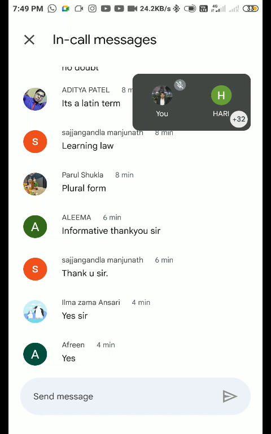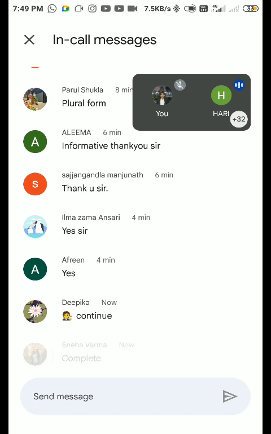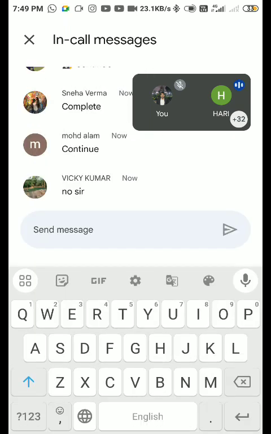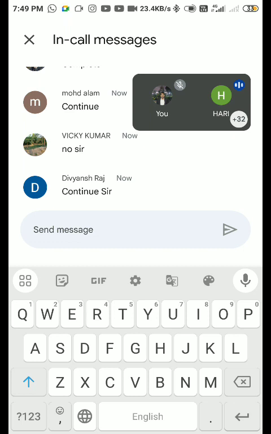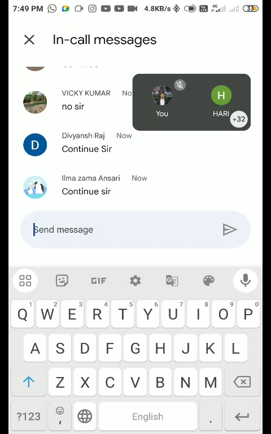So next, is it boring, or shall I continue, or shall I complete with this today? Shall I continue or complete with this today? Deepika is saying continue. What about the other people? Yesterday I asked you all to see Article 124 Clause 3Z. Maybe one or two are answering. Vicky is always saying no, sir, what does it mean? Don't want to continue? Vicky? Okay, I will continue, no problem.